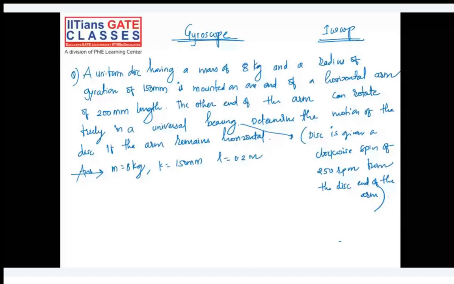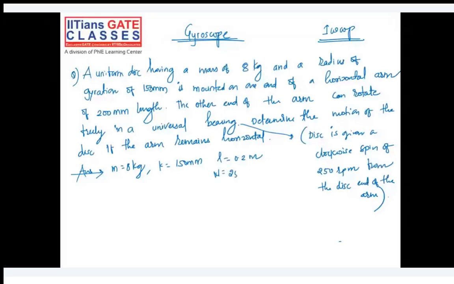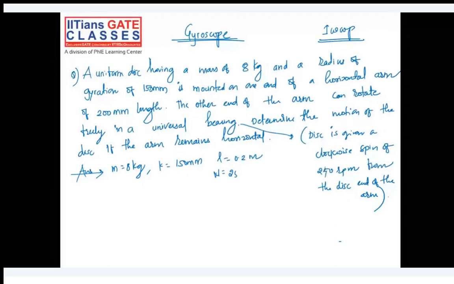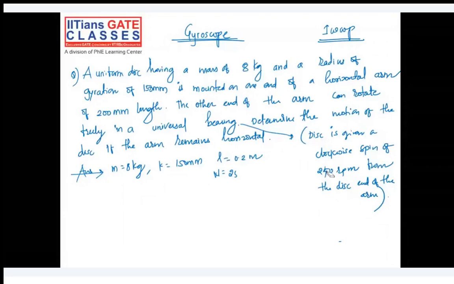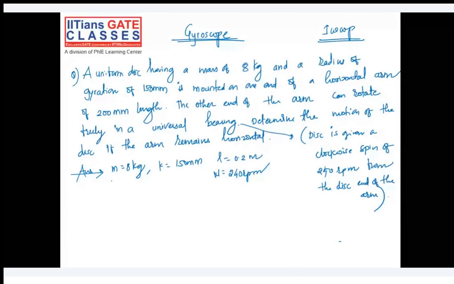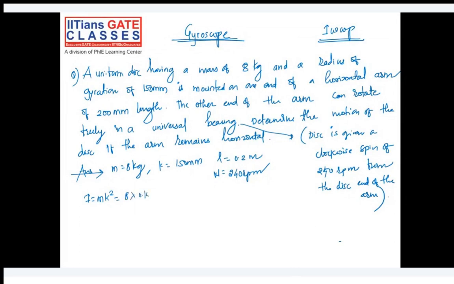So N is also given to you. N is 240 rpm. Okay, correct it. So for example, I is equal to what? Moment of inertia I is equal to mk square. 8 into 0.15 square, because 150 millimeter means 0.15 meter. It will give you 0.18 kg meter square as your moment of inertia.